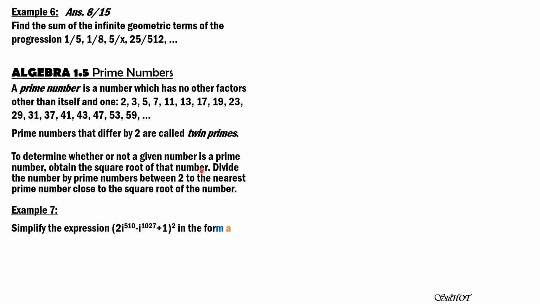So, simplify the expression 2i to the 510 minus i to the 1027 plus 1 squared.